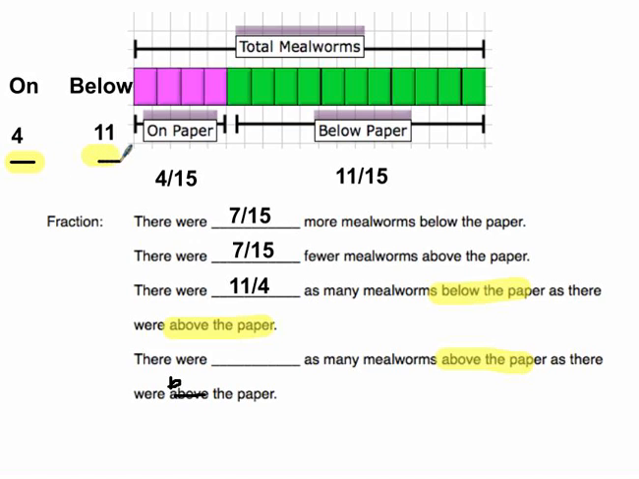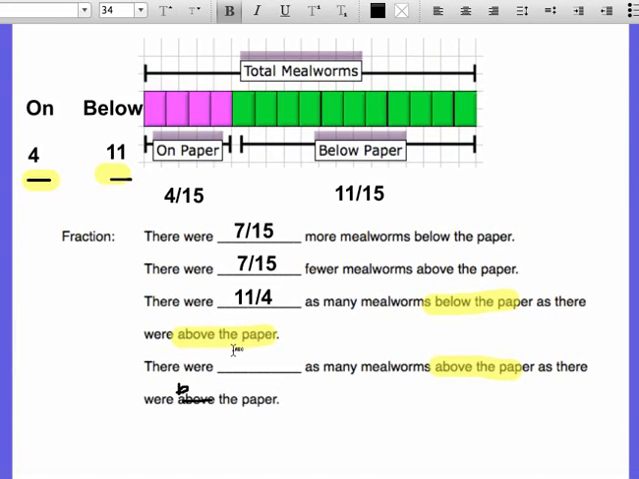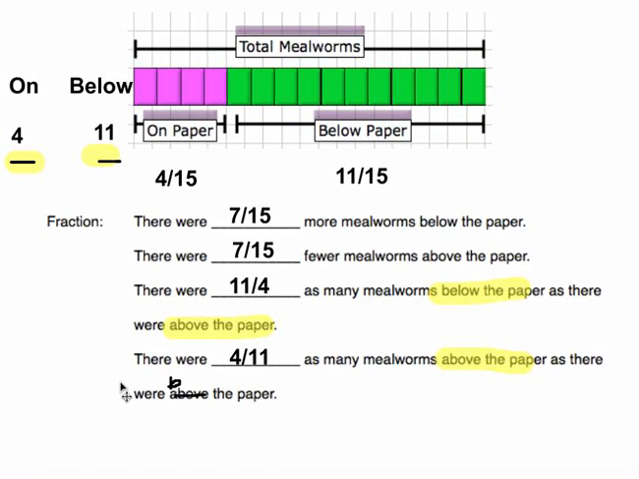So we can represent this relationship as 4/11. So we could say there were 4/11s as many mealworms above the paper as there were below the paper. So there's a smaller amount. 11/4 would show there's a much greater amount. So that's developing your understanding of the language of part-to-part fraction relationships.